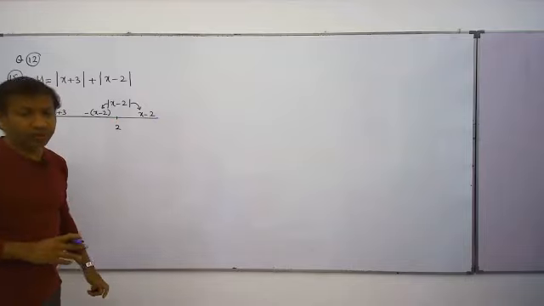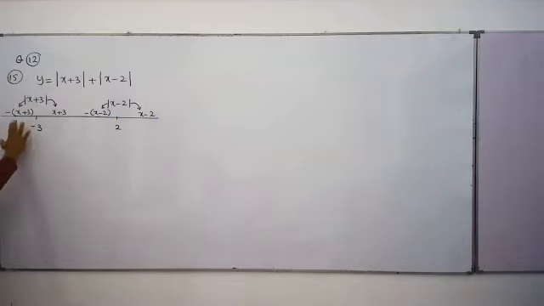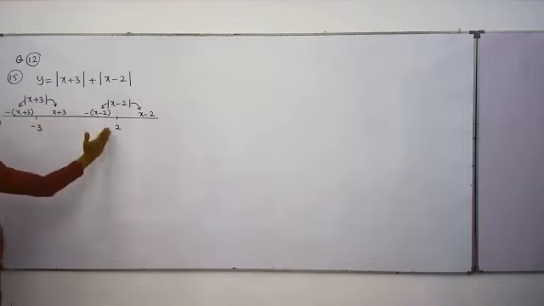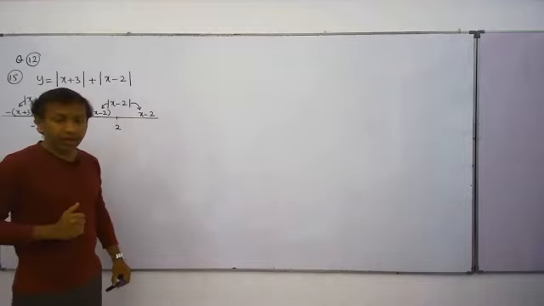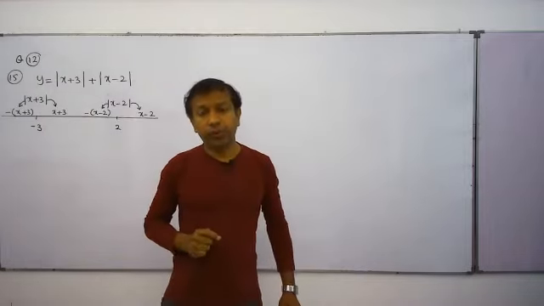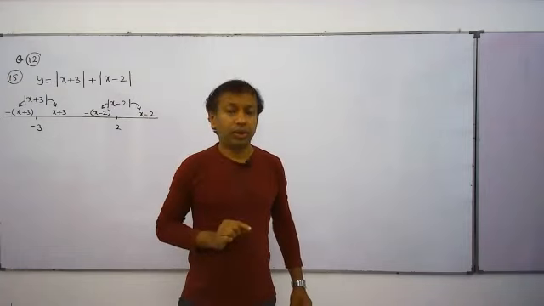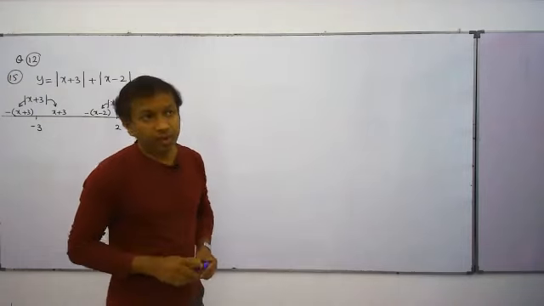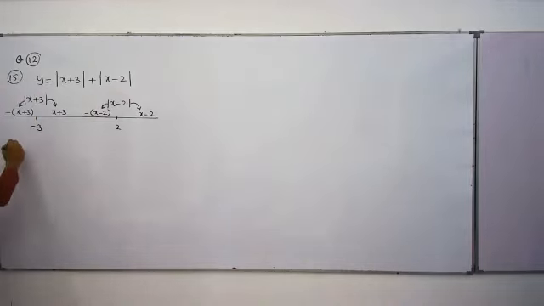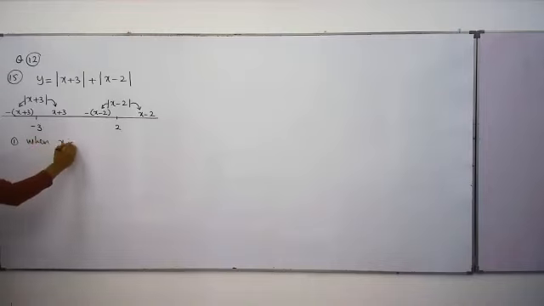Now you can very clearly understand this number line. After marking minus 3 and 2, the number line is divided into 3 regions: on the left of minus 3, between minus 3 and 2, and more than 2. Now we have to draw the graph in each interval. What is the first interval? The first interval is when x is less than minus 3.